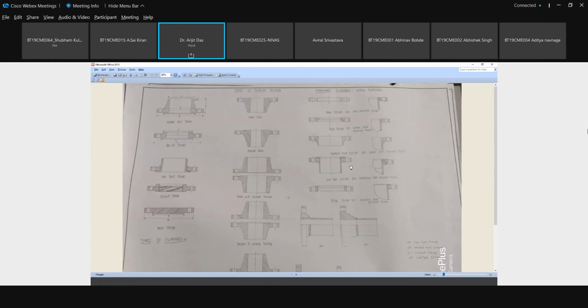Okay, so I'm not giving any dimension, diameter. So you take the appropriate dimensions. Okay, not too small, not very big. Okay, so according to that, you will draw all this, and the main purpose is to become familiar with the different types of schematic diagrams of flanges.